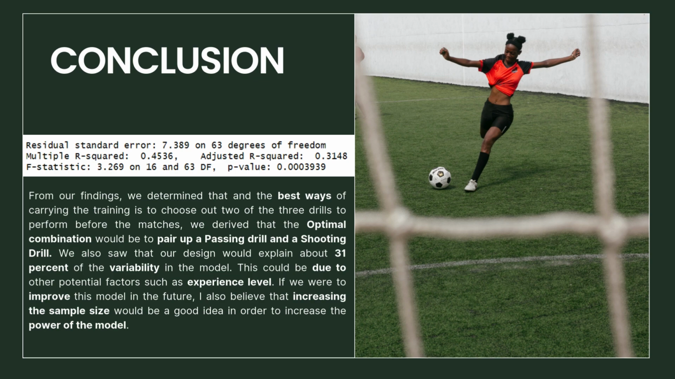To conclude, we would say that any 2 drills being done out of 3 would increase the average goals scored, with the most optimal combination being the passing drill linked with the shooting drill. Our design explains about 31% of the variability present in the model, and therefore, if I was to do this experiment again, I would add to the sample size in order to provide more power to the model, in order to provide more significance to it.